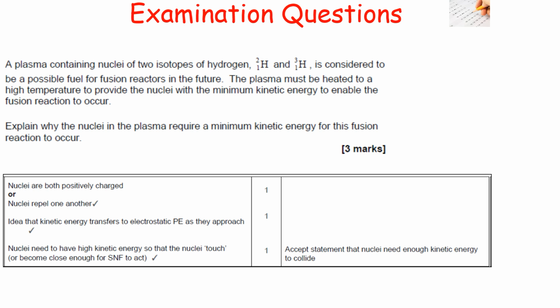Now we need to have a high enough kinetic energy so they can get close enough so that kinetic energy will transfer into electrical potential energy, so that the nuclei are close enough so that the strong force can bind the two nuclei together. Remember, the strong interaction is the binding force in our fusion process, and the two nuclei need to be close enough for the strong interaction to be within the range for it to take hold.